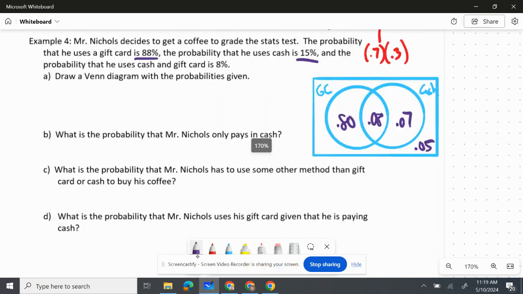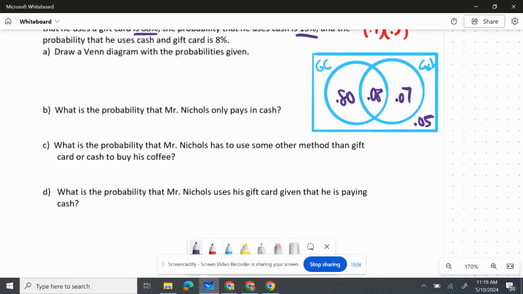Now, what is the probability that Mr. Nichols pays only cash? Only cash would be the 0.07 because it's cash and nothing else. What is the probability that Mr. Nichols has some other method than a gift card or cash? That would be the number on the outside, which is 0.05.